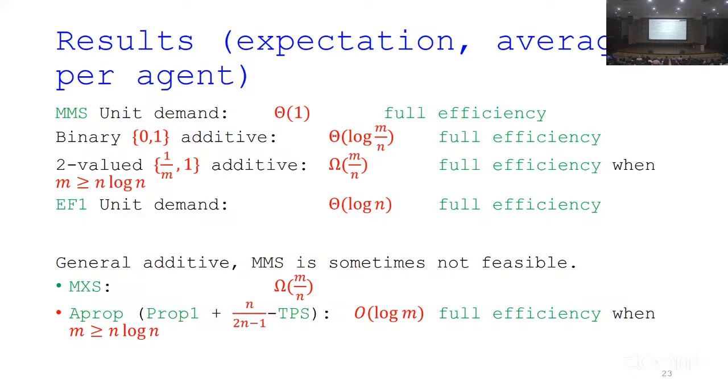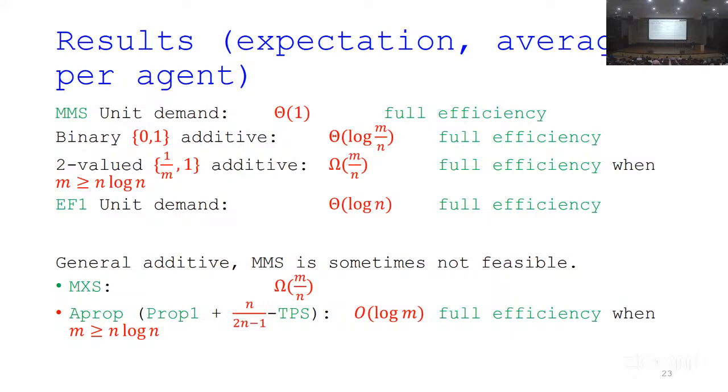If you look at envy-free based fairness like EF1, if you look at the unit demand, you see that it's log n. So it's no longer constant. So envy-free based notions are somewhat more difficult than share-based notions here. And in all cases, you have like full efficiency. You see that except for the two-valued case, the 1 over m and 1, where you have full efficiency if the number of items is large. If it's smaller than m log n, I'm not sure.